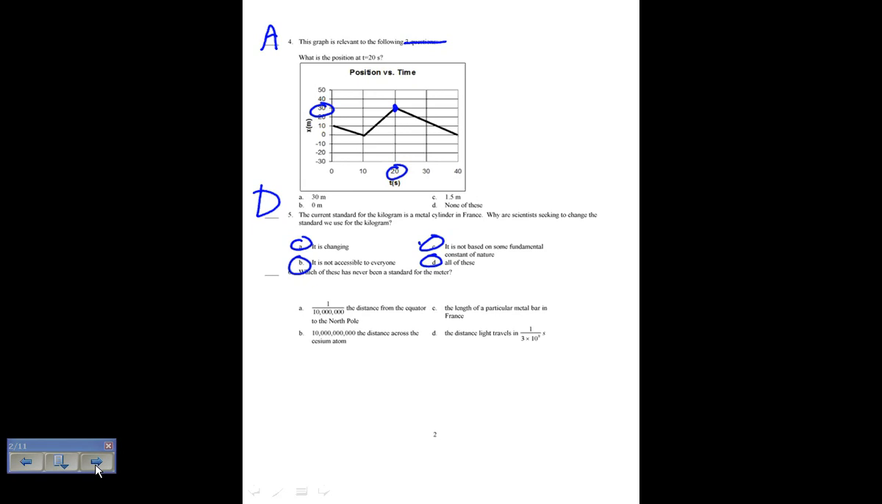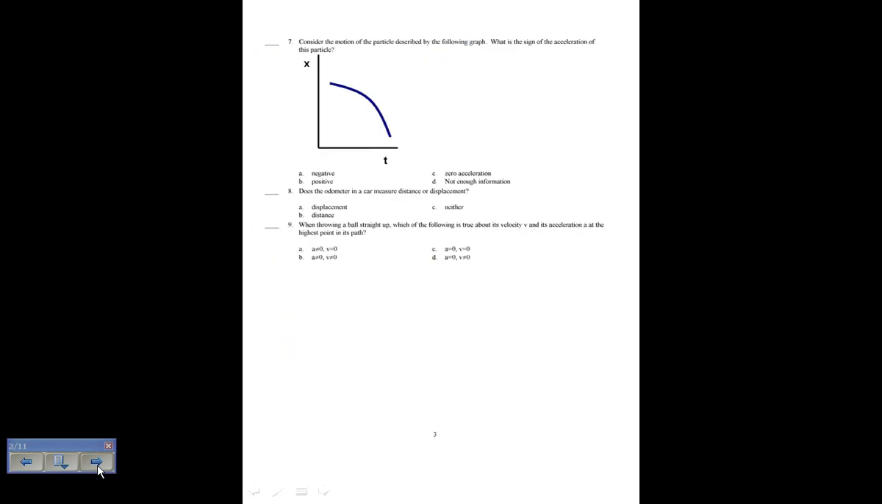Which of these has never been a standard for a meter? Okay, well the current standard is this. That is the current standard. It used to be the length of a particular bar, so that's not it. And it used to be a fraction of the distance from the equator to the North Pole. It has never, however, been this value. Remember, we base our standard for the second on the frequency of the cesium atom, not the meter.